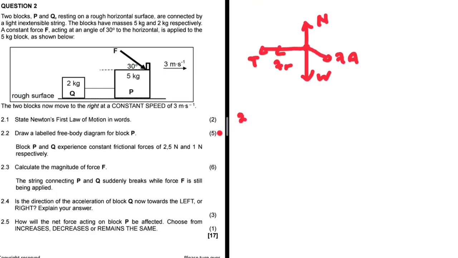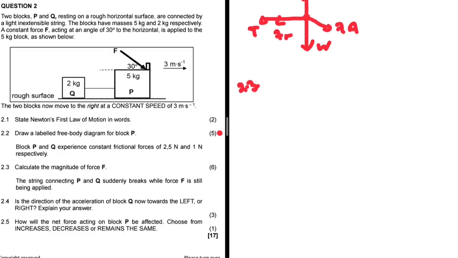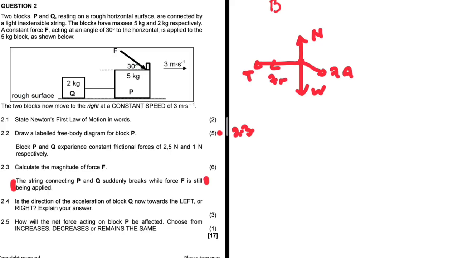What about 2.3? So 2.3 says calculate the magnitude of force F. The string connecting P and Q suddenly breaks while force F is still being applied. Oh, okay, no, this statement is for the follow-up question. 2.3 just says calculate the magnitude of force F. So because we have a free body diagram for block P of mass 5 kg, let's start by using that block, that free body diagram, to see if we can calculate the magnitude of force F. So we're going to start by saying F net is equals to MA.